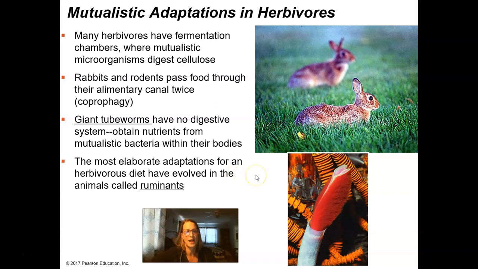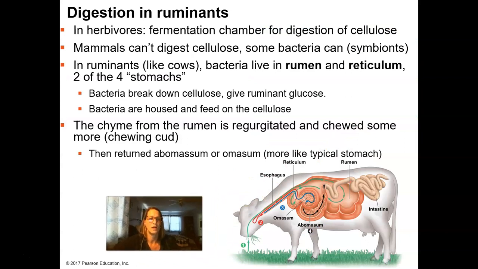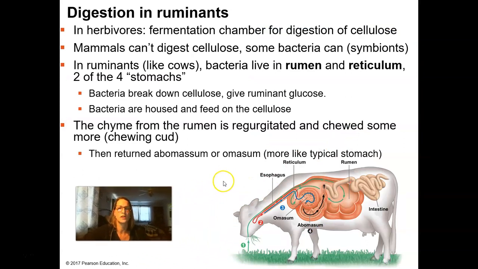But the most elaborate adaptations for herbivores are found in ruminants. So we're going to talk about that now. Ruminants are herbivores that have multiple different chambers for digestion. So like, for example, a cow. Any animal that chews its cud, you've probably heard of that before, is considered a ruminant.